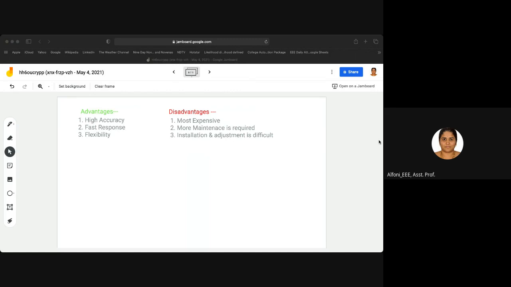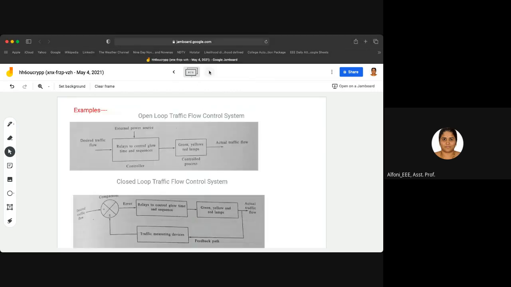Now let's see some examples of open loop and closed loop control systems. First let's see the comparison. See here the open loop and the closed loop. One of the best examples is the traffic flow control system, used on the roads to regulate the flow of traffic, which you can see here in a block diagram. In this, the traffic moves when the green or yellow lamp glows, while the traffic stops moving when the red lamp glows. That is a general scenario which we can see every day on the roads.